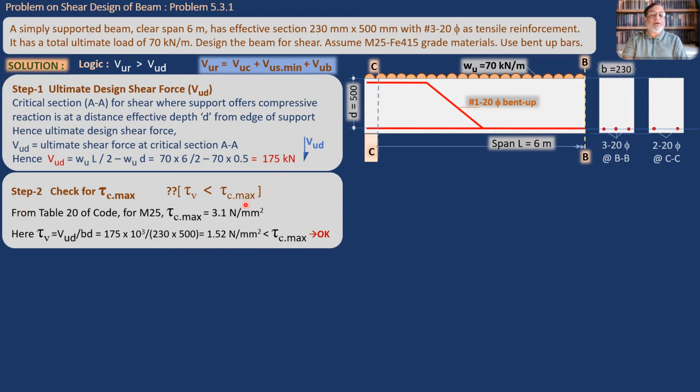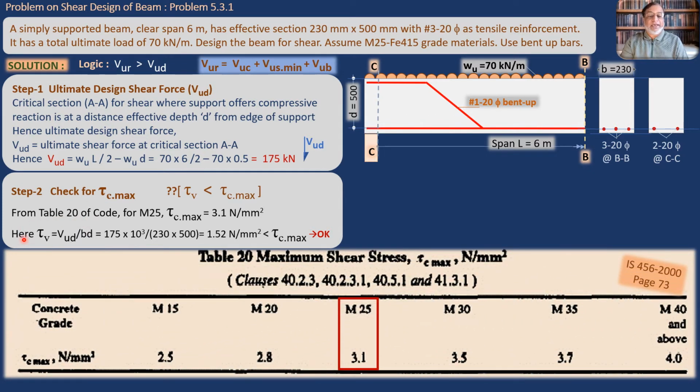Now how to get the value of this tau C max? It will be obtained from table 20 of the code. We have to refer to table 20 of IS code. Here we will be putting the extract of table 20 for our reference. This is IS 456-2000 page 73. The same table has been reproduced here. Table 20, maximum shear stress tau C max, Newton per mm square.